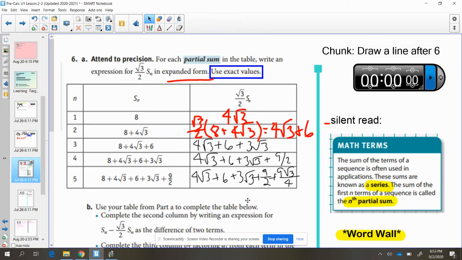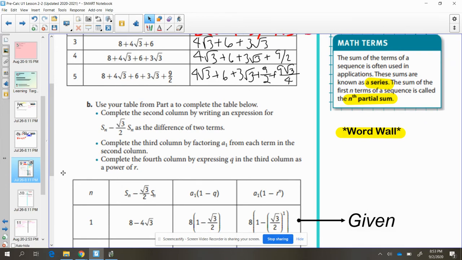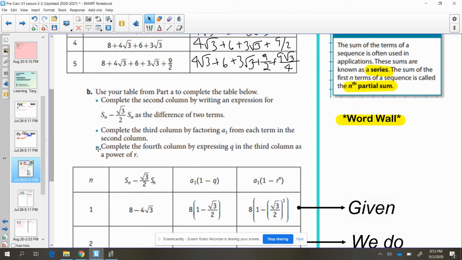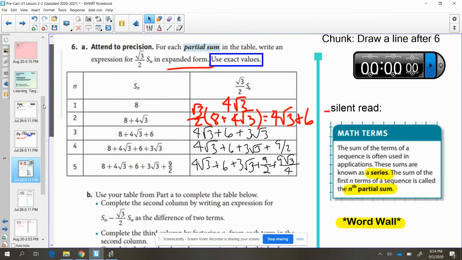Now you're probably asking, why do we need these? All right. What ends up happening on the next page is they want us to take the difference between S sub n and the square root of 3 over 2, the common ratio, times S sub n. They gave us the first one.